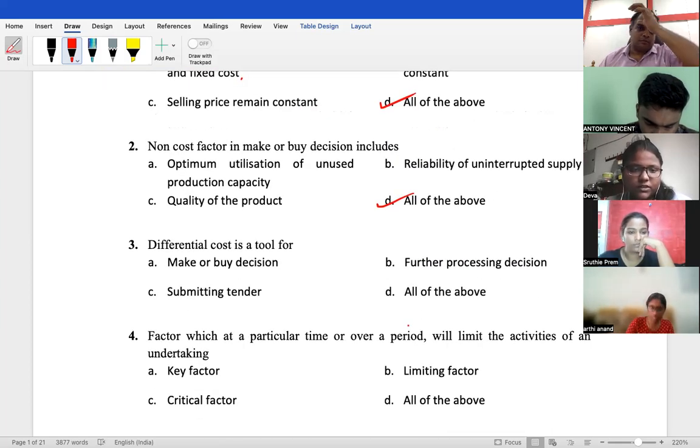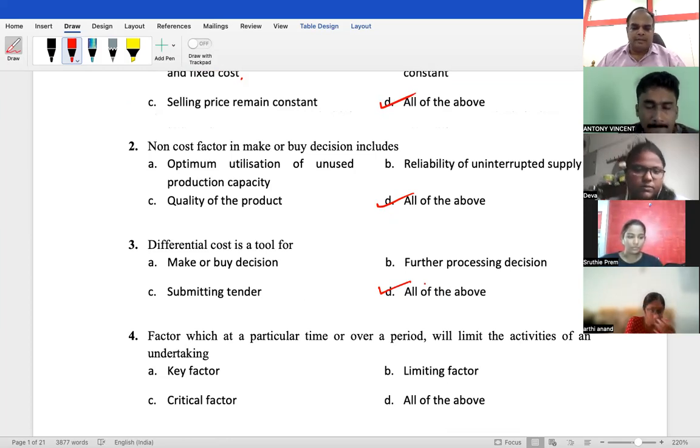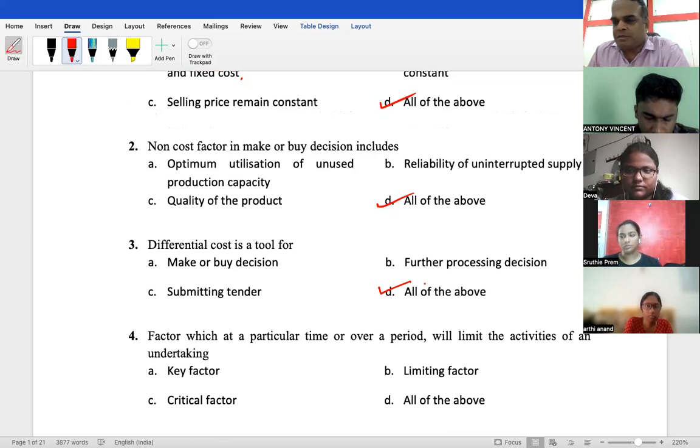Third one. Differential cost is a tool for A, make or buy decision. B, further processing decision. C, submitting tender. D, all of the above. Okay. All of the above. Fourth one. So the differential cost, 11 major areas given in this material. Am I right? You noticed or not?